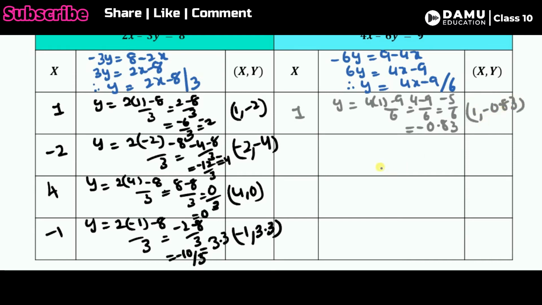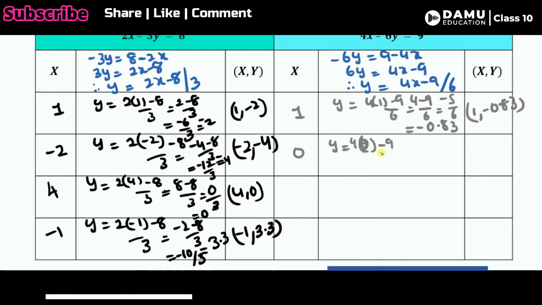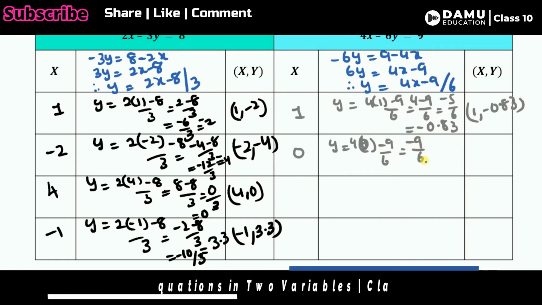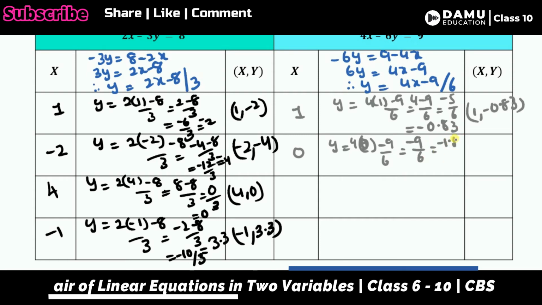Then let's take x as 0. What answer will we get? y will be equal to 4 into 0 minus 9 by 6. So minus 9 by 6, because 4 zeros is 0. Then 9 by 6 we will get as 1.5. So (0, -1.5).